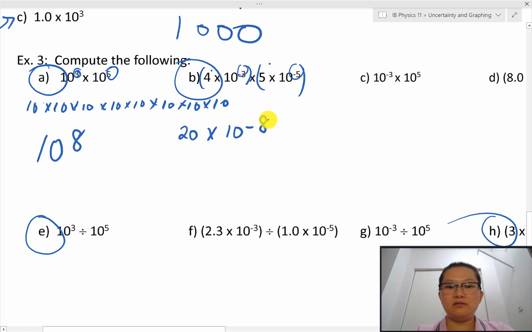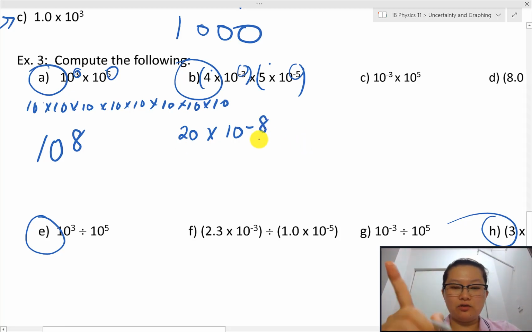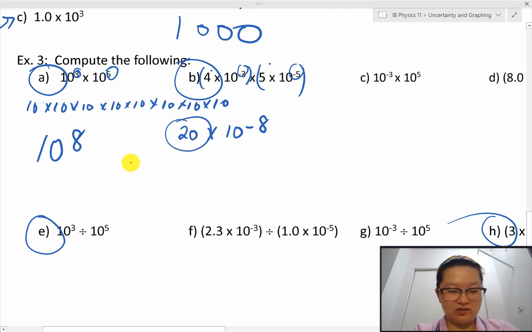Are we done? You think we're done, don't you? I knew I would catch you on that one. If you didn't get caught, good for you. A lot of students make this mistake of leaving the answer as such. We need to make sure that our scientific notated number has only 1 digit, then a decimal, and this one, 20, violates that.